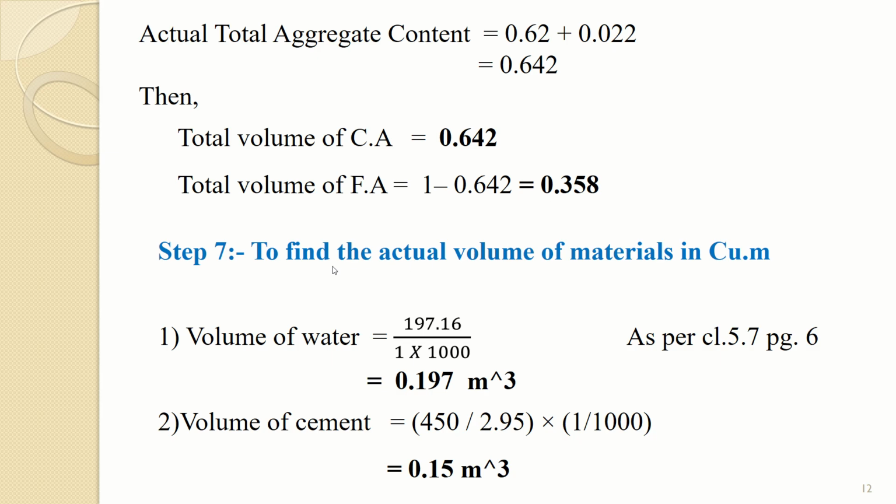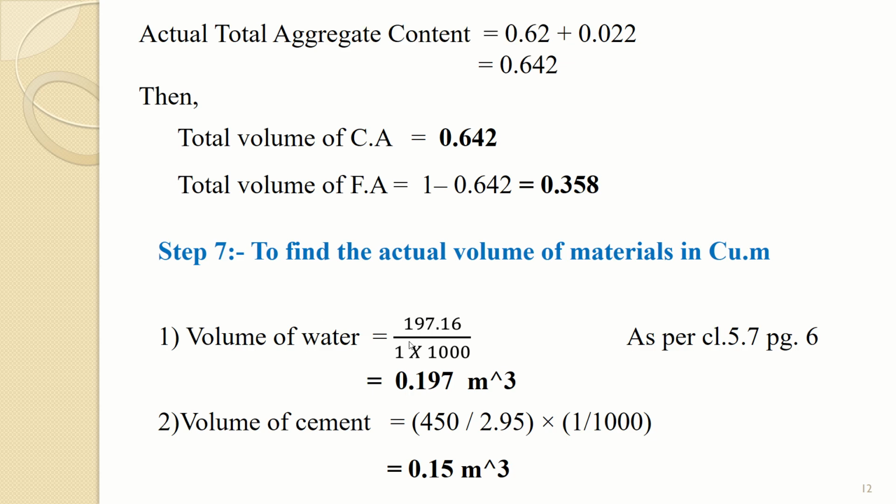Now you have to calculate the actual volume of other materials in cubic meter, because we have calculated water, cement and air in meter cube, and now you have the masses in kg. Now you have to convert them into meter cube. It is a very simple formula: mass of the particular material divided by specific gravity multiplied by 1000. It is given in the IS code, clause 5.7, page number 6.